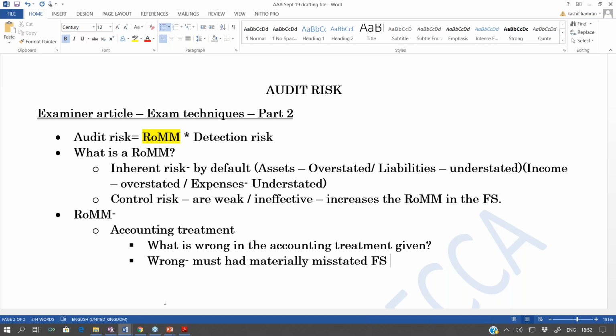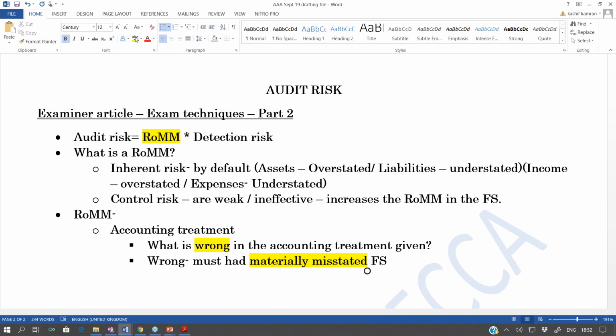Is that true? If you think there is a wrong accounting treatment in the case study and the management has done the wrong accounting treatment, it must have materially misstated the financial statement, right? There are so many accounting treatments if you've done practice of past papers. In every situation you come across accounting treatments and you need to judge whether this accounting treatment is wrong. So you need to pick up the wrong side of the accounting treatment. And if you think that is a wrong accounting treatment, then obviously you must have picked the materially misstated element.